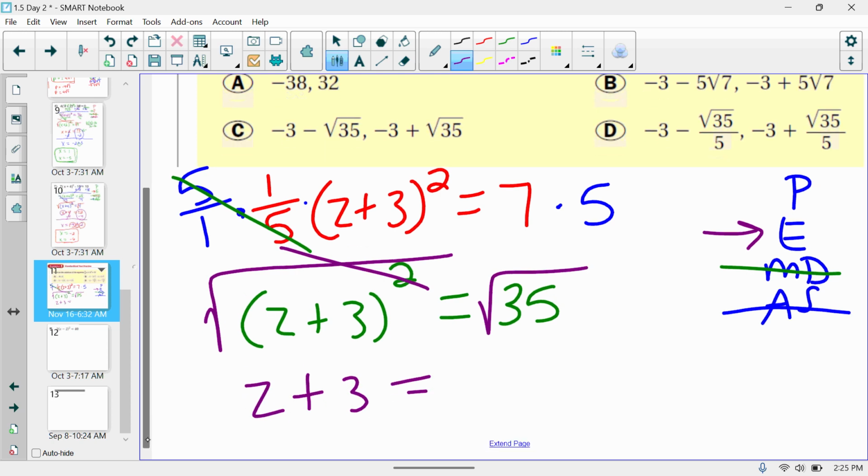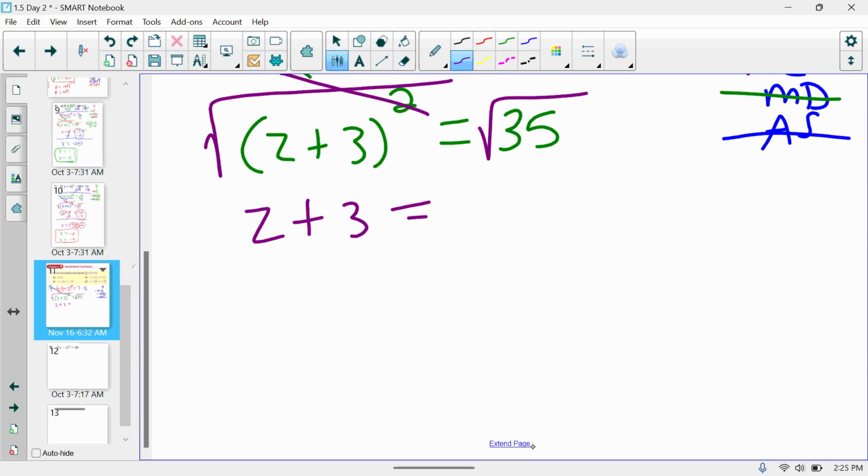The square root of 35 is not whole. Check it on your calculator if you need to. You'll get an ugly decimal. We are going to go ahead and do this, right? Because no matter what the answer is, we have to remember the opposite will also work. But we're not going to write an ugly decimal. We have to ask ourselves, can this be simplified at all?